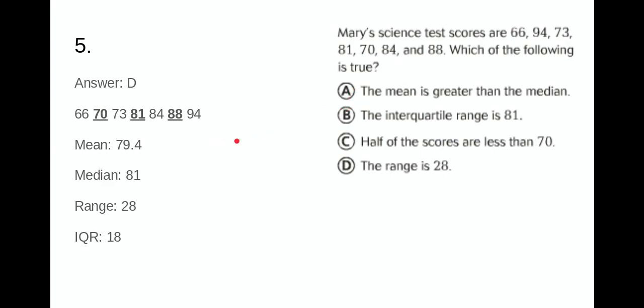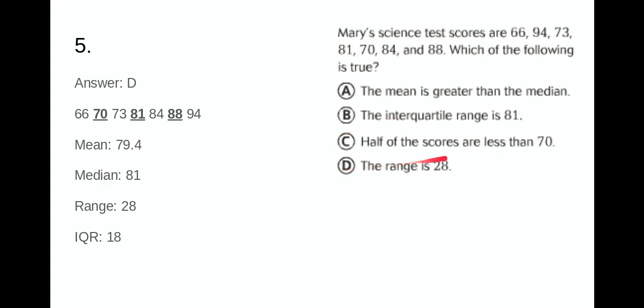The interquartile range is 81. Now I found the interquartile range, but let's use logic here. Look at these numbers. There is no way that your interquartile range could be 81 based off the numbers that you see here. The range is only 28. They're kind of packed relatively close together. And we learned back when we learned range and IQR that your IQR could never be bigger than your range.